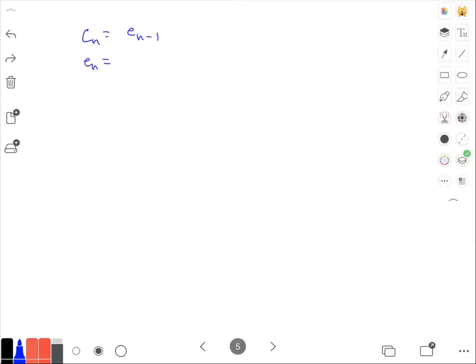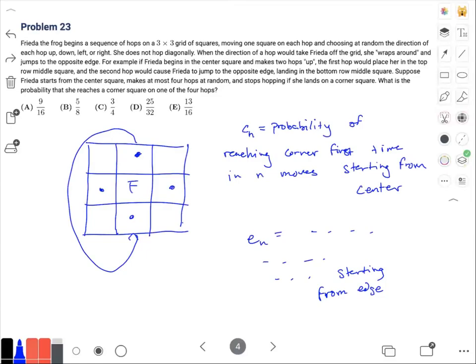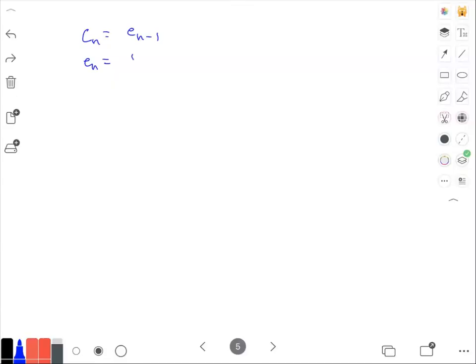And En would now be what? From an edge, we have 2 moves that'll reach us to a corner. So 1/2 chance for that. With 1/4 chance, we go back to the center, and then it becomes getting to a corner in at most n-1 moves, which is Cn-1. Or we can go to another edge. Again, we'll wrap around with 1/4 chance, and then we need to now reach a corner in n-1 moves starting from an edge. So these are our 2 recurrence relations defined for n greater than or equal to 1.